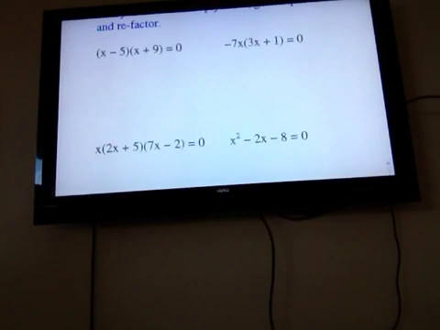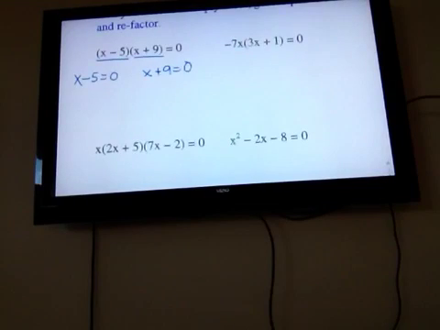Alright, so this starts out by saying this times this: 2 factors multiplied together equal 0. If 2 things are being multiplied together and my answer is 0, what has to be true about one of those things? Yes, it has to be 0. You can't multiply 2 things together, have your answer be 0, and neither of them be 0. So either the x minus 5 is 0, or the x plus 9 is 0.